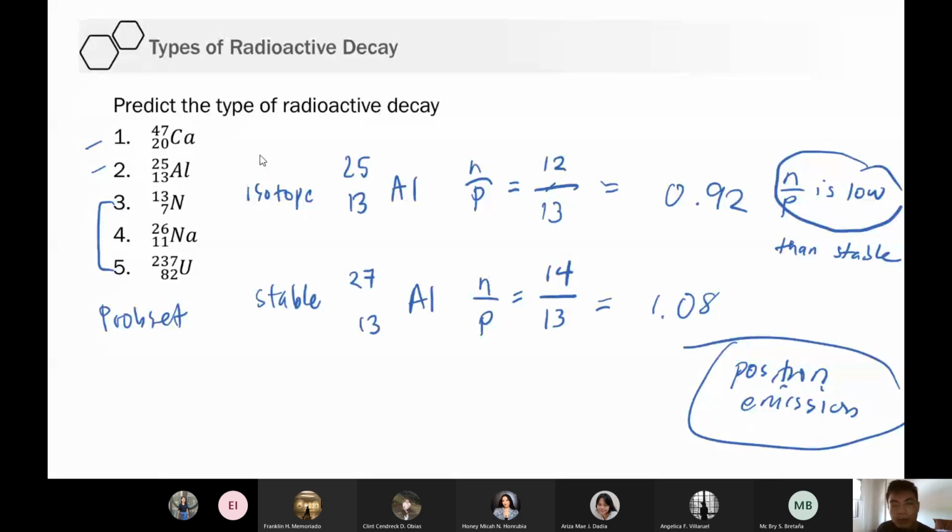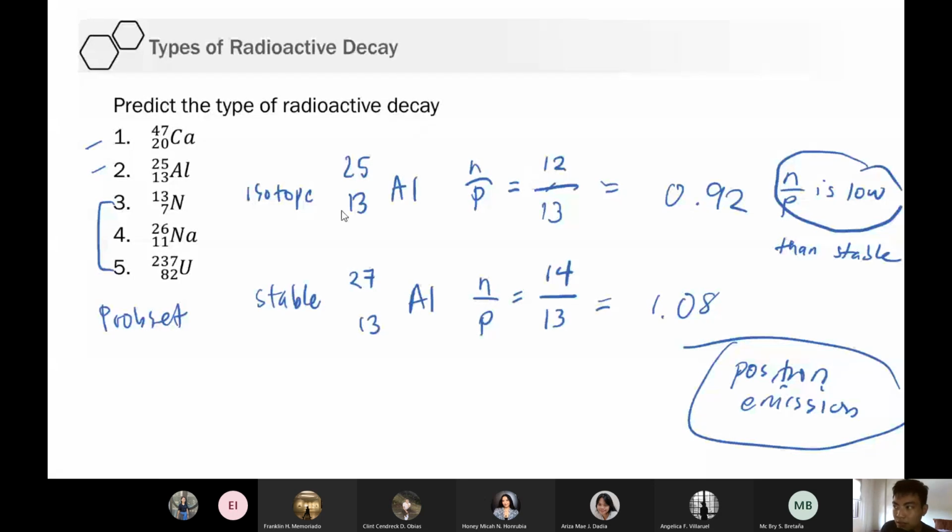So you have this stuff here. You just compare it with your stable. Yung neutron to proton ratio nila, compare mo lang yan with the stable. Then kapag ito mas mataas, then ibig sabihin beta emission yon. Pag ito mas mababa, yan ay positron emission. Okay? Kapag ang Z naman is greater than 83, alpha emission yon. Okay. Ganun lang. Alamin mo lang.